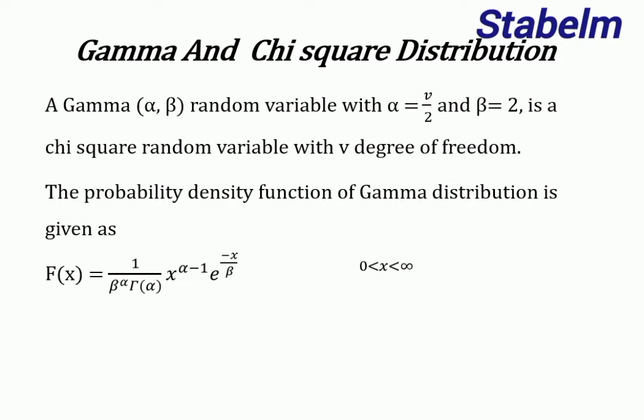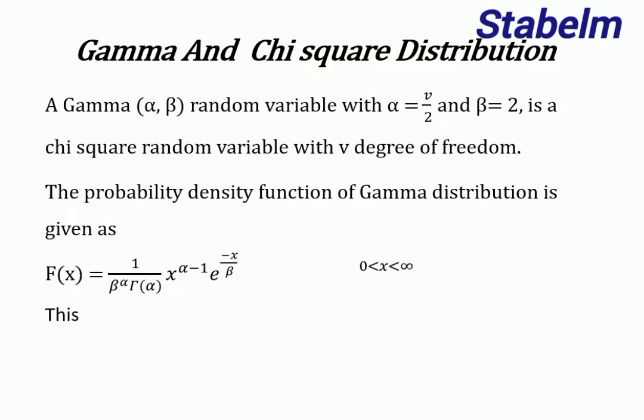Here you can see exponential is raised to power minus x over beta. Here we have one of the parameters, which is beta. Here we have the other parameter, which is alpha, and at the denominator both parameters are there: beta is raised to power alpha. And don't forget, when we set alpha to be half of the degrees of freedom, v, and beta to be equal to 2, definitely it will become a chi-square distribution.